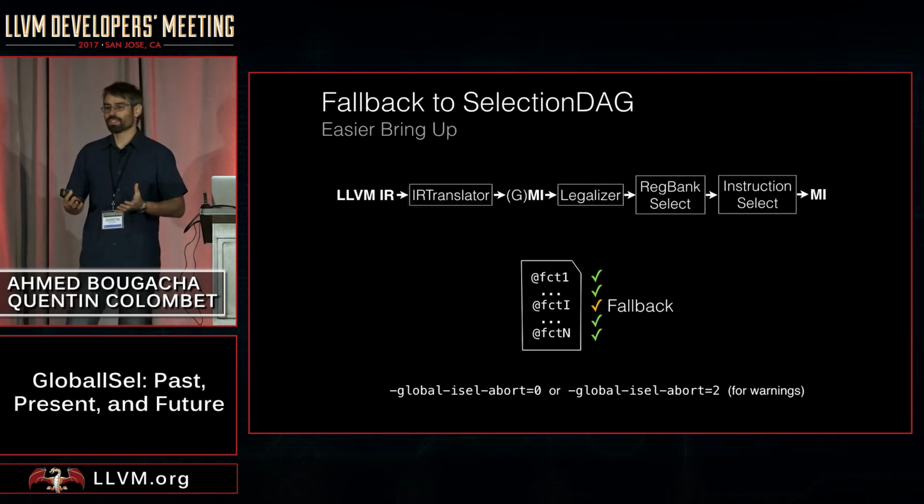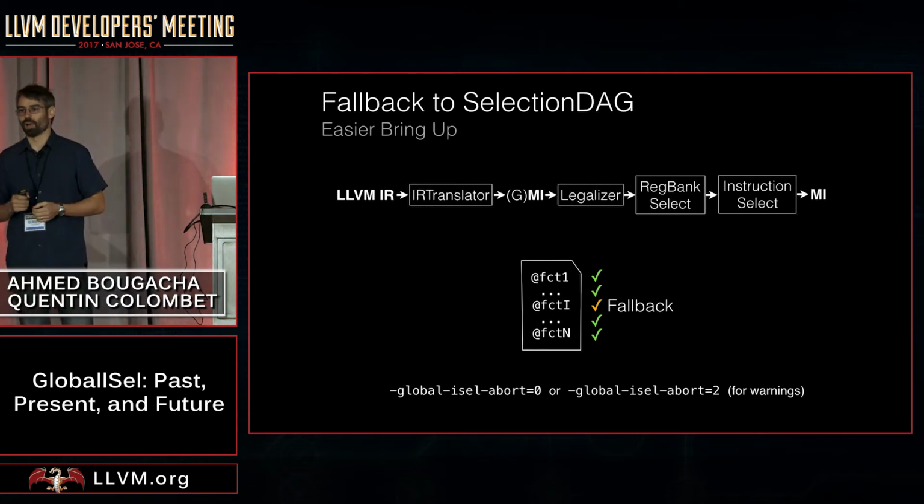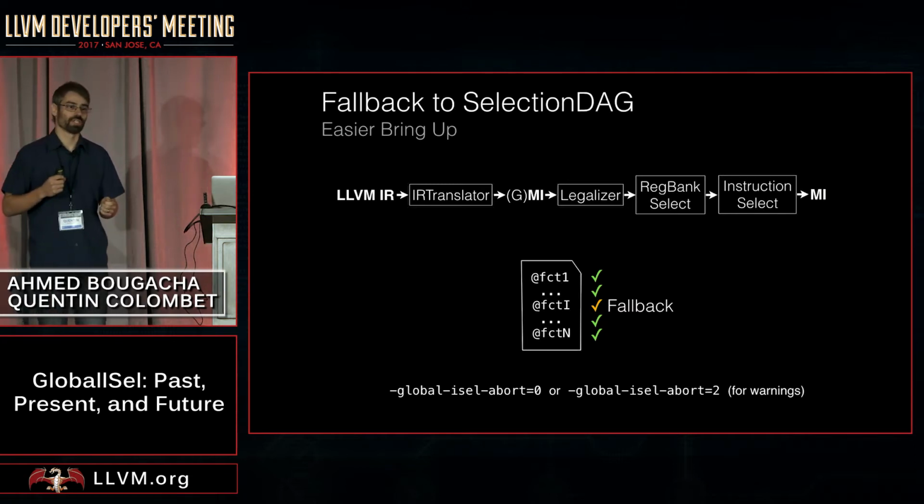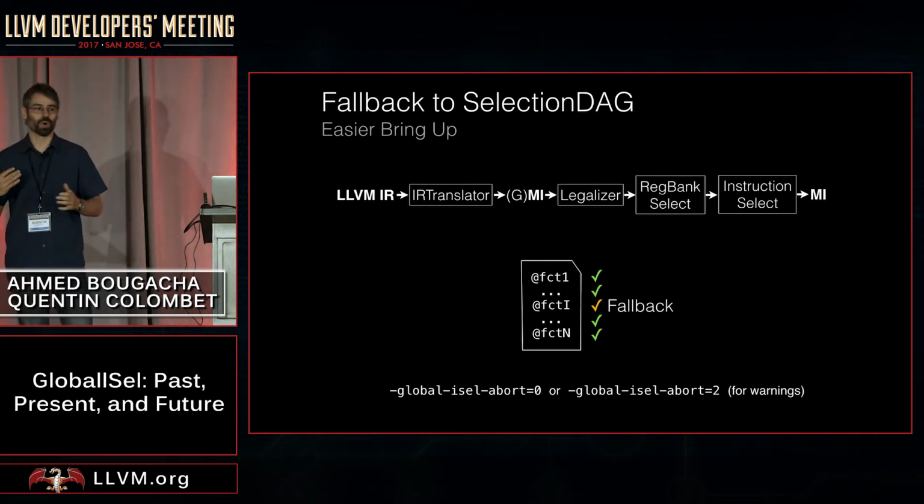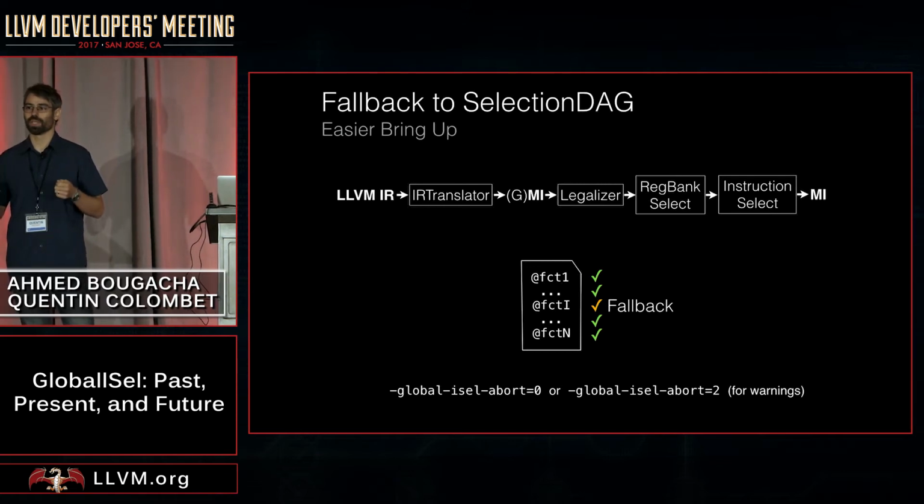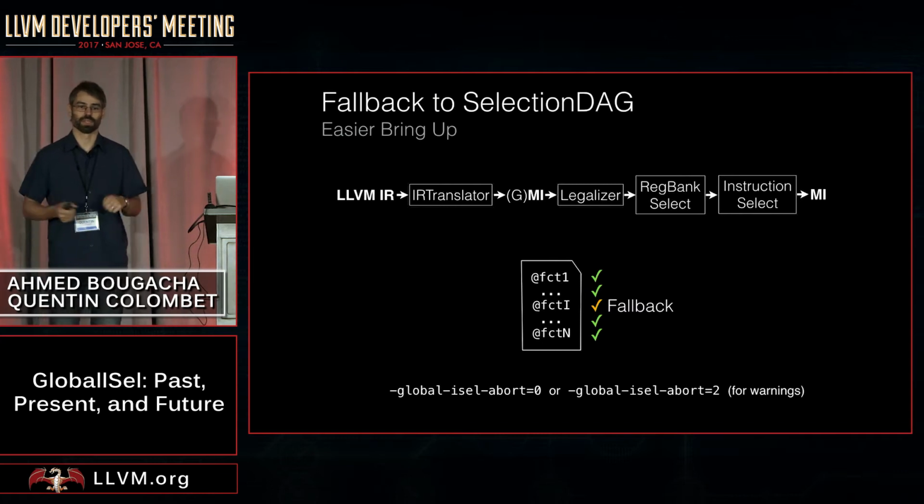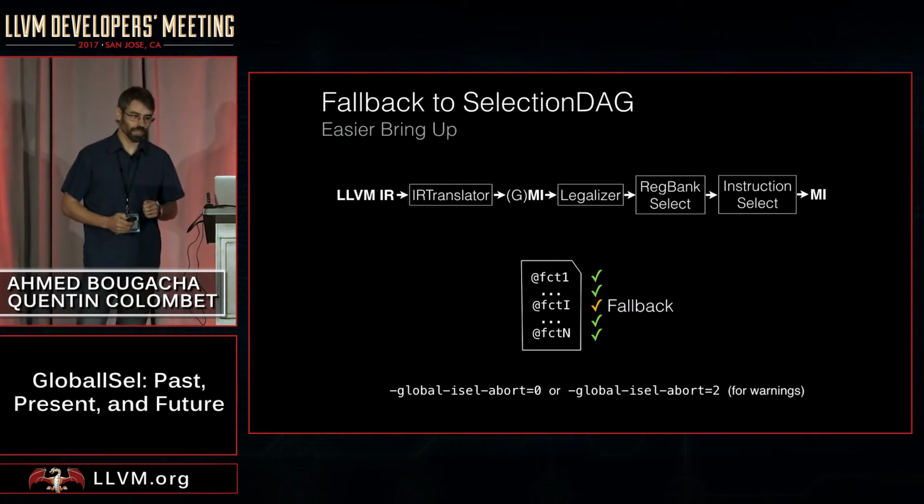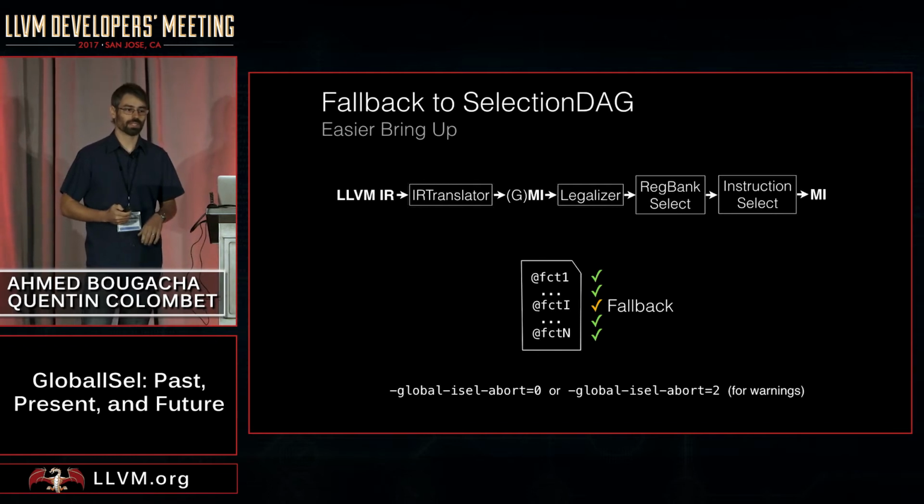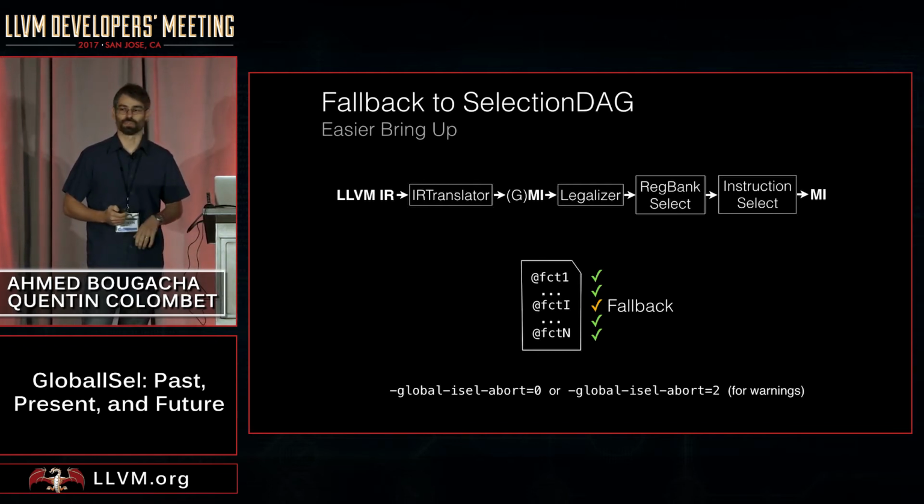So you enable this thing by using this command line option, which is GlobalISel abort equals 0 or GlobalISel abort equals 2. The difference between those two is that equals 2 is going to print warnings when this fallback pass is triggered. So that helps you identify where GlobalISel is not supporting something and gives you a hint of where you need to look. To support this mechanism, we had to make some changes to the pipeline.